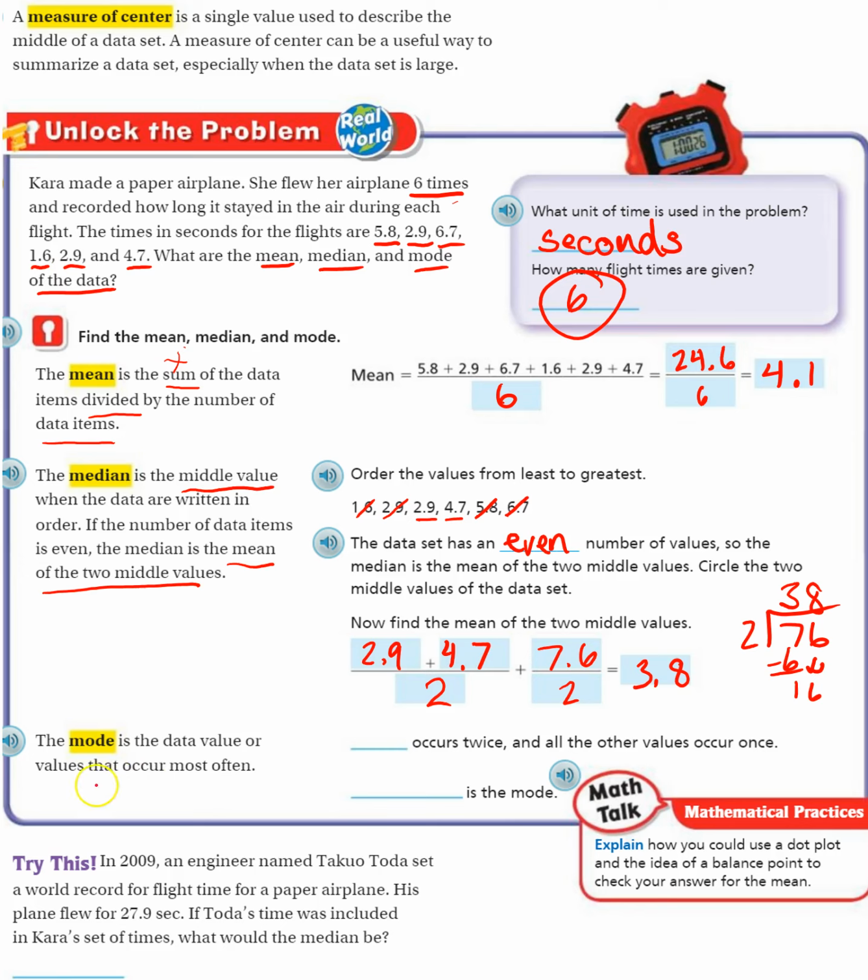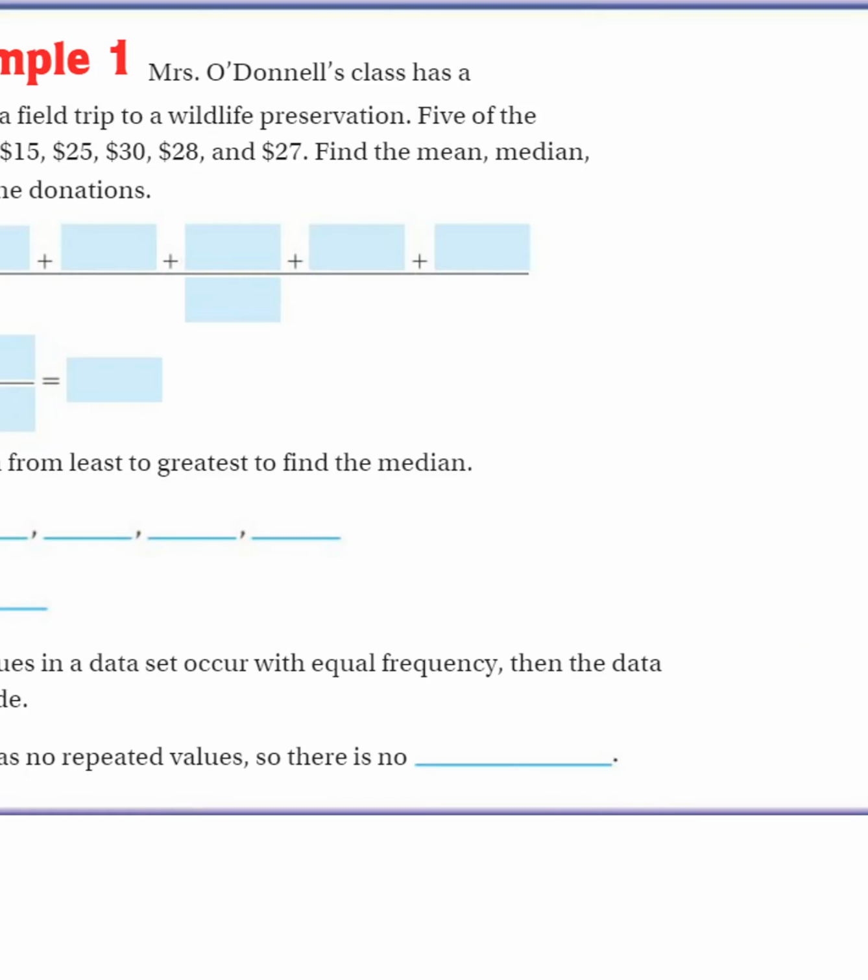The mode is the data value or values that occur most often. So if we look at the data set, 2.9 comes up twice. 2.9 occurs twice, and all the other values only occur once. So 2.9 is the mode. So we found the mean, 4.1, the median, and you can think of median as middle, the middle number. And the mode, think of mode as the most, the number that comes up the most.